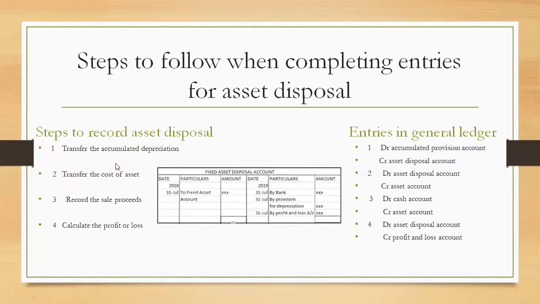So these are the basic 4 steps, dear students. Step 1, transfer the cumulative depreciation by passing the entry as I have shown here. Step 2, transfer the cost of the asset by passing the entry which I have shown here. Third, record the sale proceeds by passing the entry and shifting here in this account. And lastly, calculation of profit or loss by balancing it off and passing the entry and shifting it to income statement. So this is the basic account, and this is the base of asset disposal account, and this is the format for asset disposal account for the calculation of profit or loss.